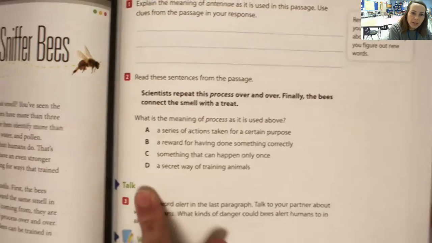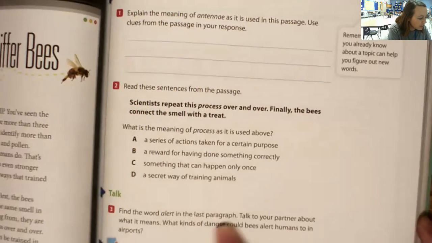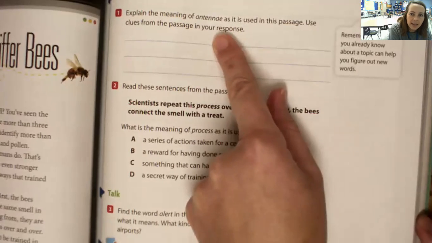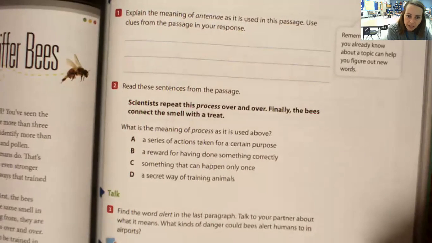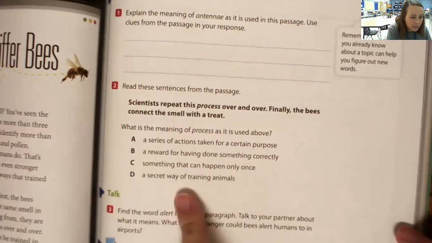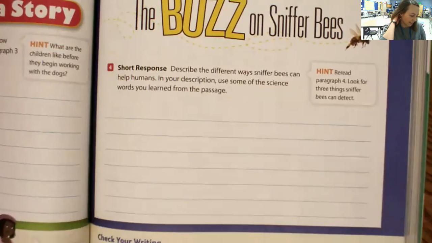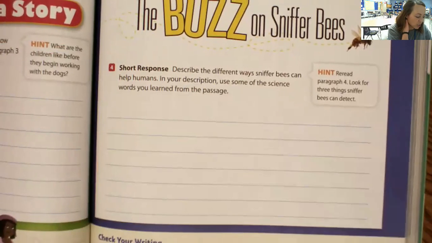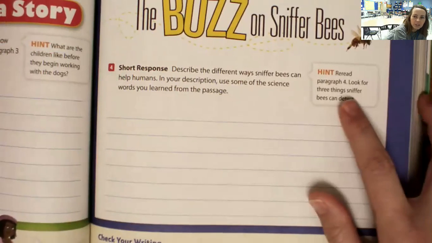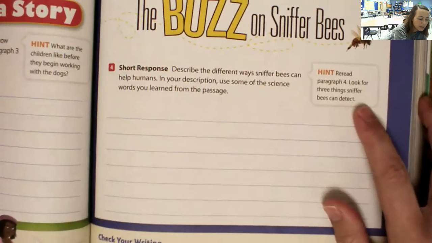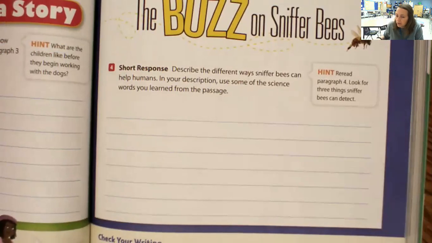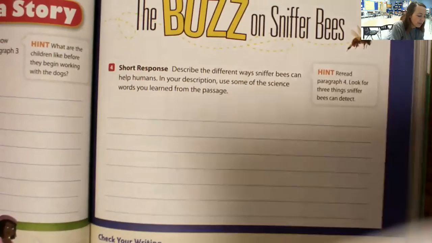Then you have a couple of questions to answer over here on page 151. What's the meaning of antenna in the passage? So as you're reading, you might be looking for that word. And then you have another question to answer here on 151. And then you have a short answer question on 153. It says, describe the different ways sniffer bees can help humans. In your description, use some of the science words you learned from the passage. And you have a hint to go back and look at paragraph 4 and look for 3 things that sniffer bees can detect. That will help you to answer that question.